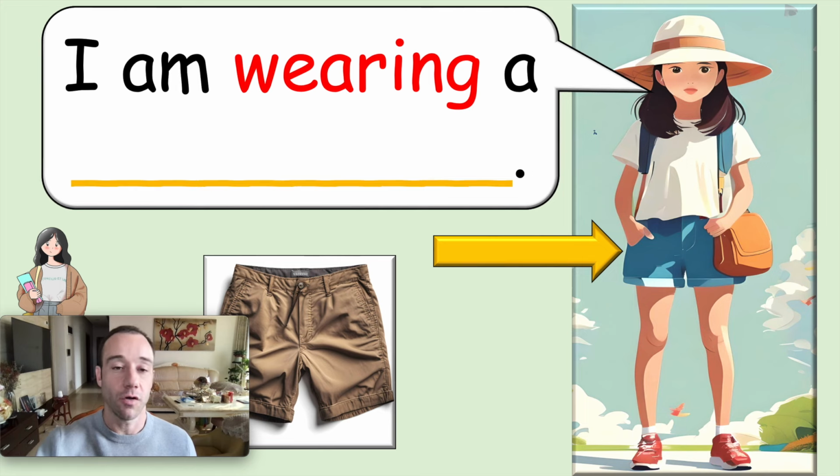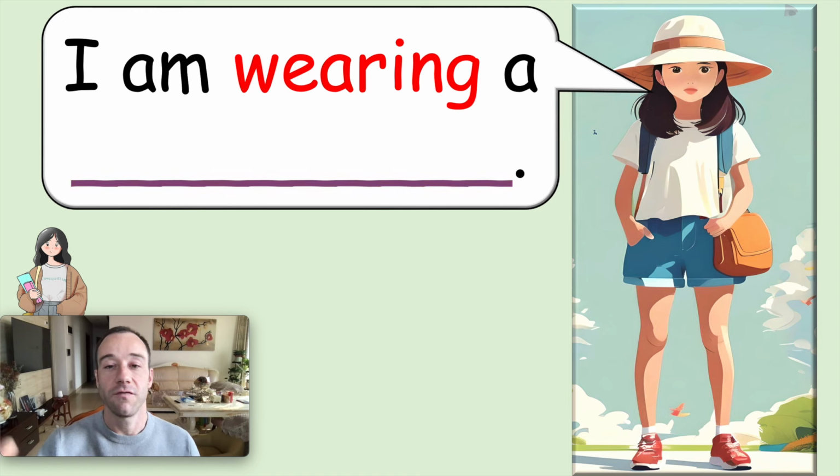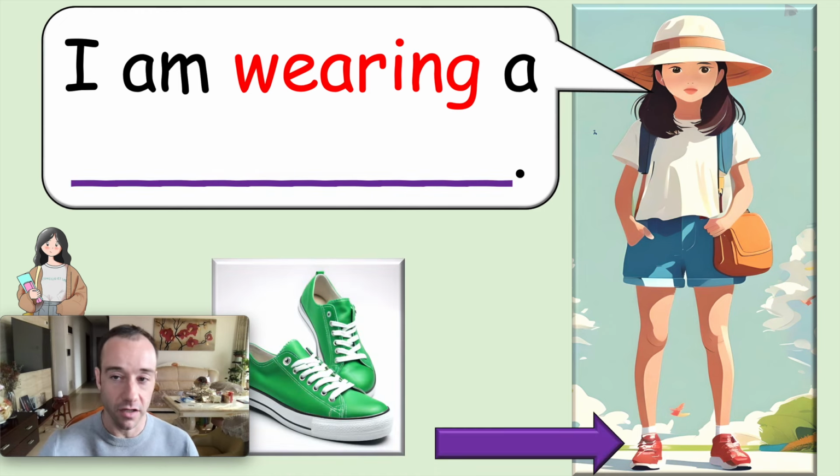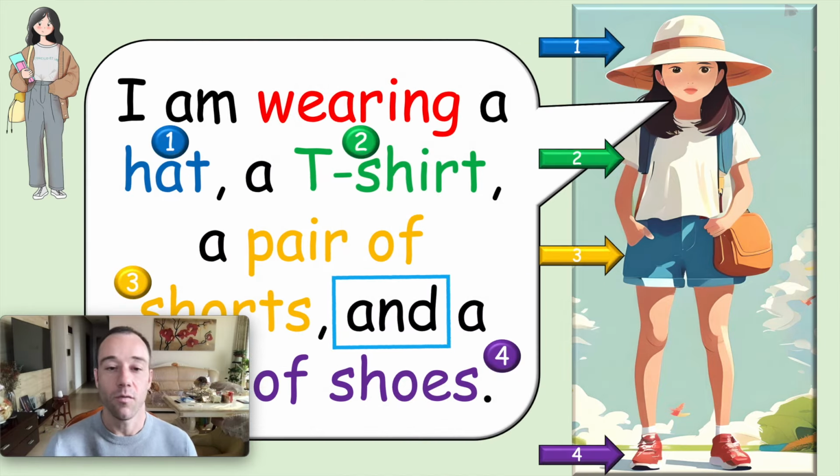Again, you would show it as a blank. They say what's missing, okay? This way you're not just feeding them the information. They have to recall it, they have to remember it, and that's how they're gonna learn, okay? Pair of shoes, and then you put it all together, okay? 1, 2, 3, and 4. Say the whole sentence together with the class, okay?